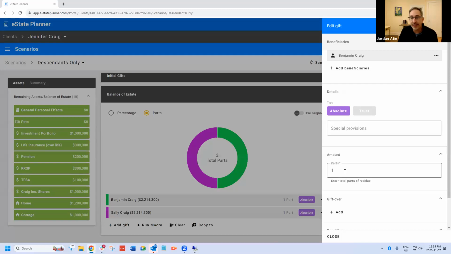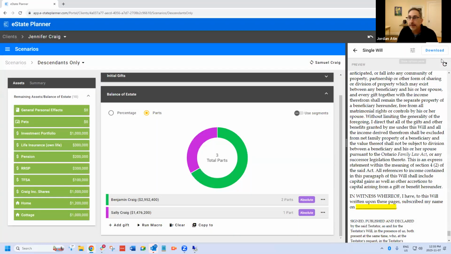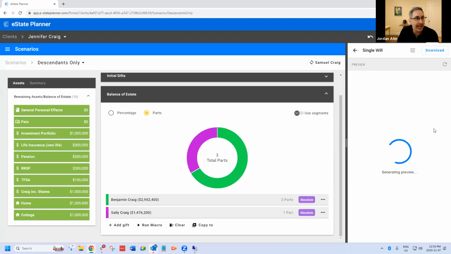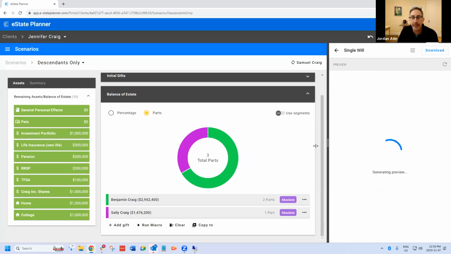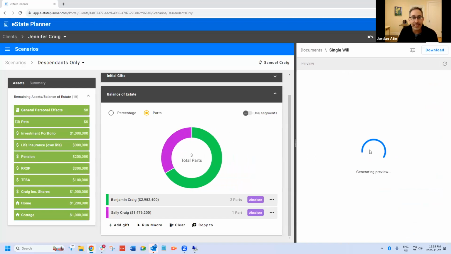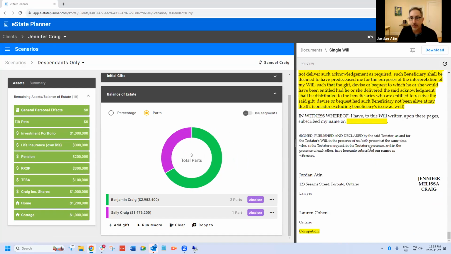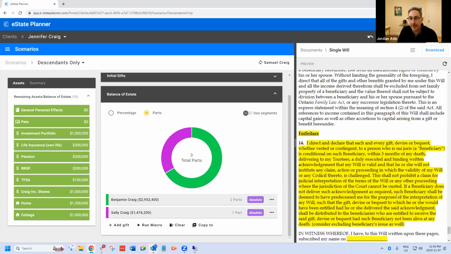If instead, though, I give Benjamin 2/3 of the estate and Sally 1/3 of the estate, eState sees that. And what it does is it at least gives a heads up by including a forfeiture clause in the draft, because it saw that the children are being treated differently. And when it sees that, it's going to automatically put in a forfeiture clause. So that's what happened here. And it highlighted it because it wanted you to know that we've included it and for you to consider. Okay.